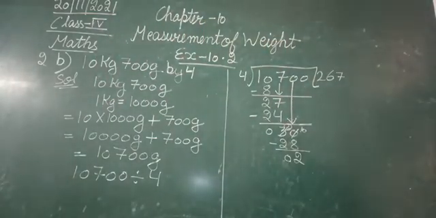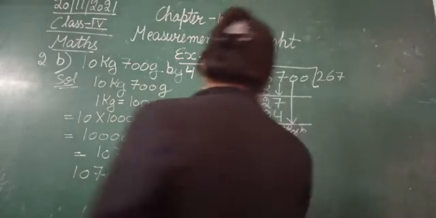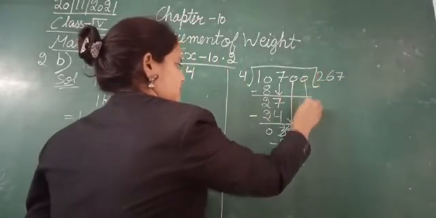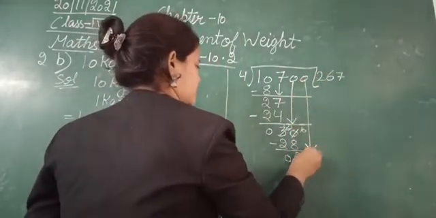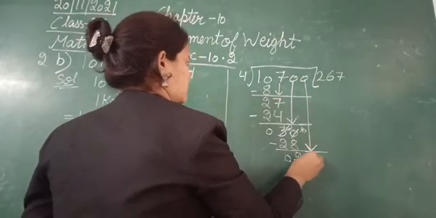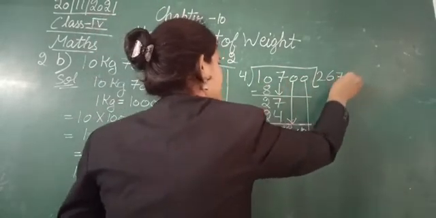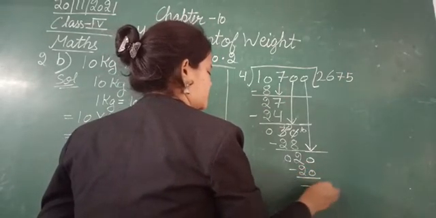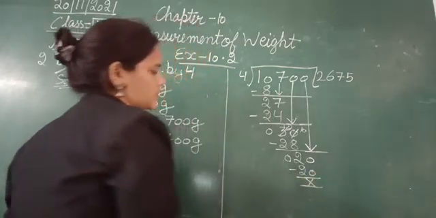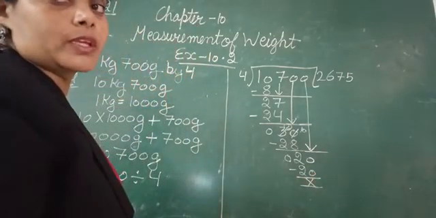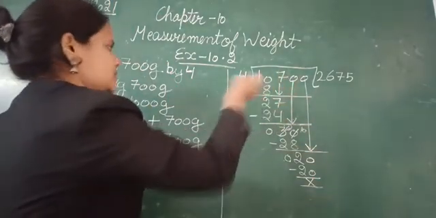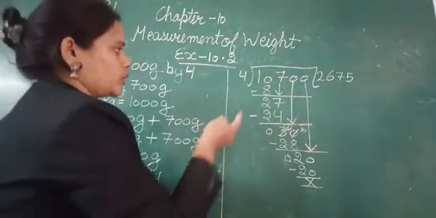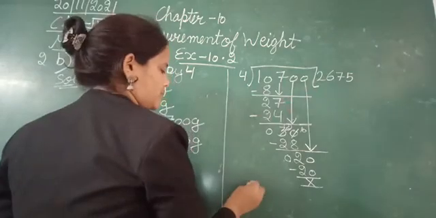So after subtracting, we got 30 minus 28 is 2. Now bring down the next one, that is 0. 4 5s are 20. 20 minus 20, nothing is left. Okay, so after dividing 10,700 gram with 4, we got 2,675 gram.